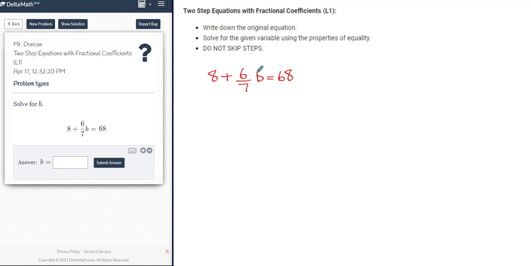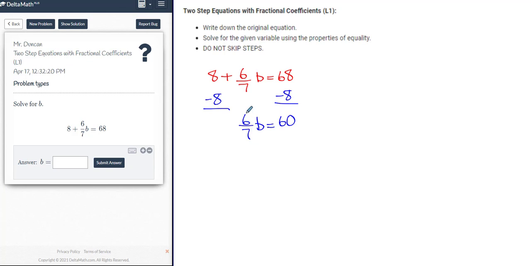So the first step is, I just want to remind you, this is called a constant term. It's a number. This right here, this is a variable term because it has a variable. And then on the right side, we have a constant term. So what I would do first is I would get rid of this 8 by subtracting 8 on both sides. And the reason for that is once we get rid of this 8, notice that those will cancel. The only thing that remains on the left side is 6 over 7b is equal to 68 minus 8, which simplifies to 60.